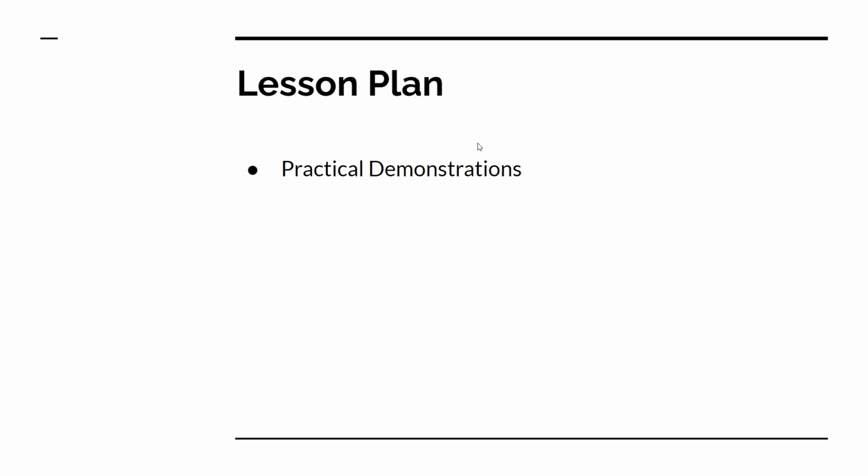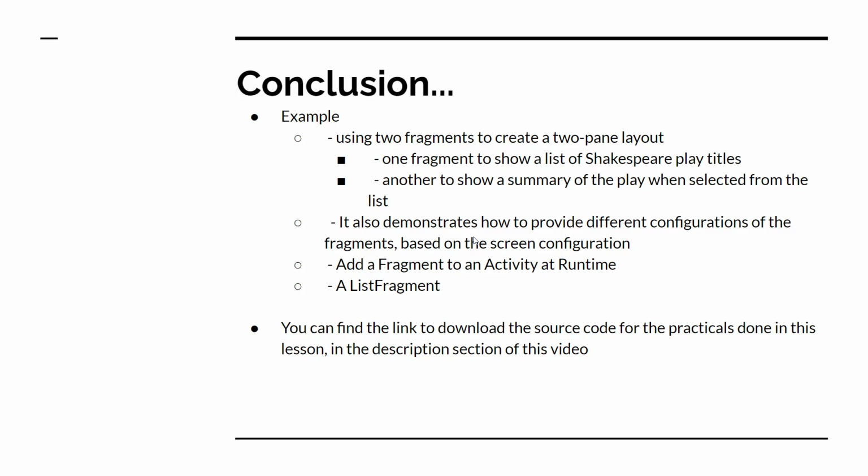So we did a practical demonstration showing how to use multiple fragments, modularize it and show them side by side on a larger landscape screen, but show only one at a time on a simple portrait screen. The conclusion is you got some basic idea about using two fragments to create a two-pane layout. One fragment shows the Shakespeare play titles and the second shows the summary of each title. It also demonstrates how to provide different configurations for landscape and portrait, how to add fragments at runtime, and we especially used a list fragment. You can find the code to download at the link.